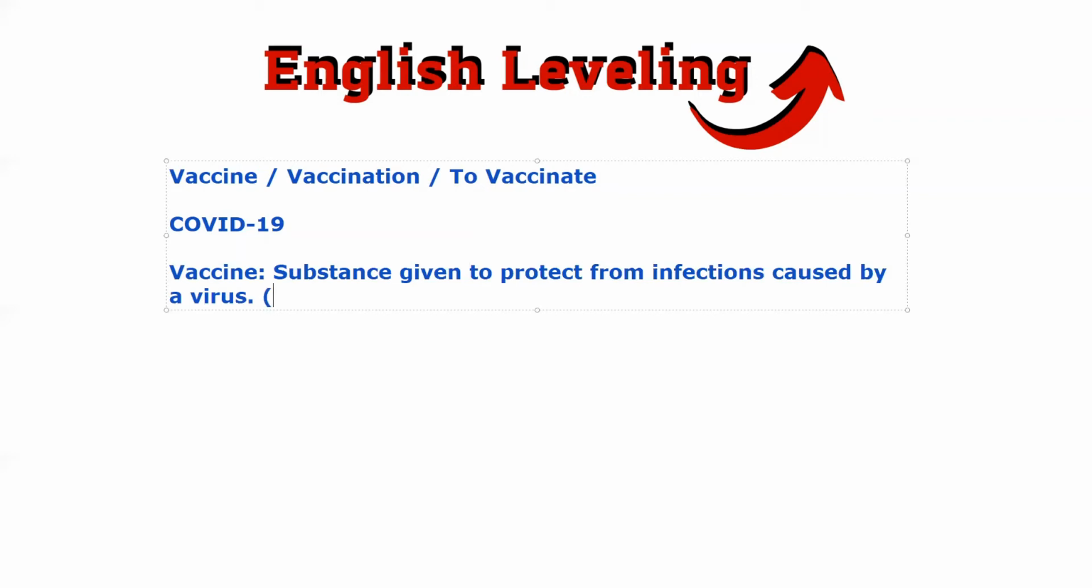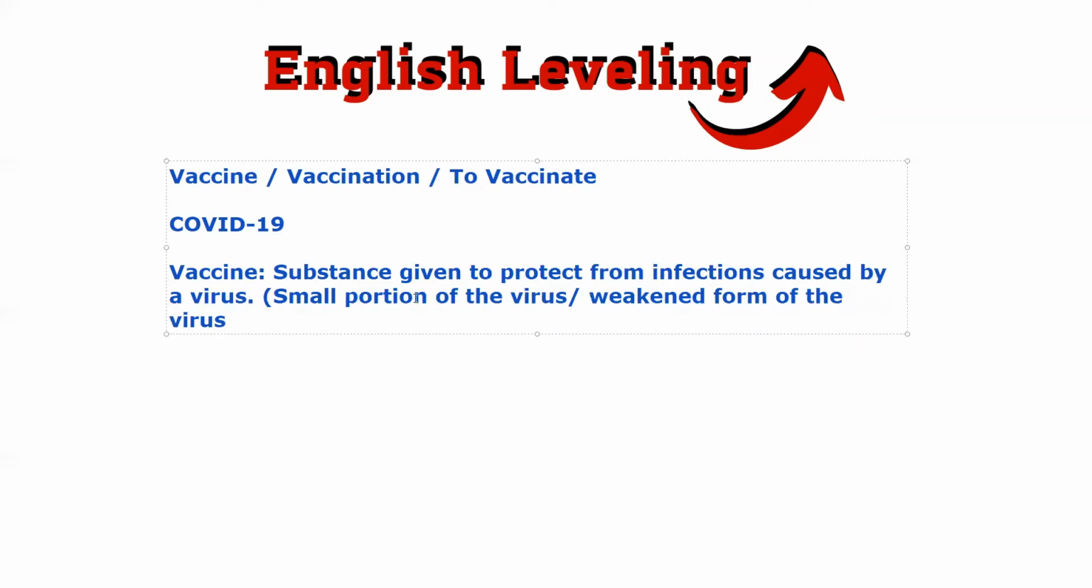Now, what exactly is it? Well, it's usually a small portion of the virus or a weakened form of the virus, which is given, most of the time, through a needle, at a hospital or some type of clinic, okay? So a vaccine is what's given, right? It's the substance that's given to protect against the virus.